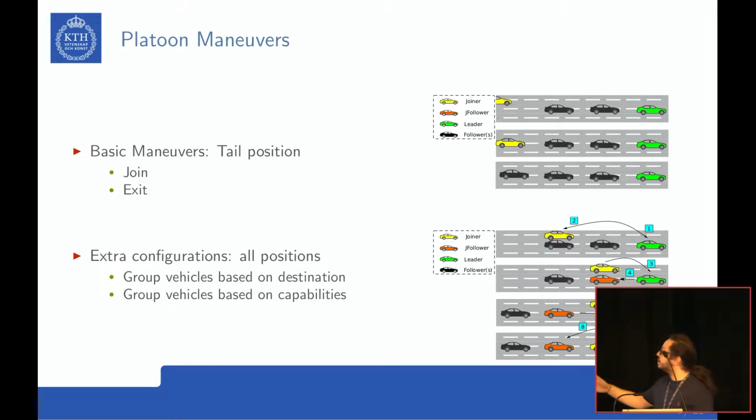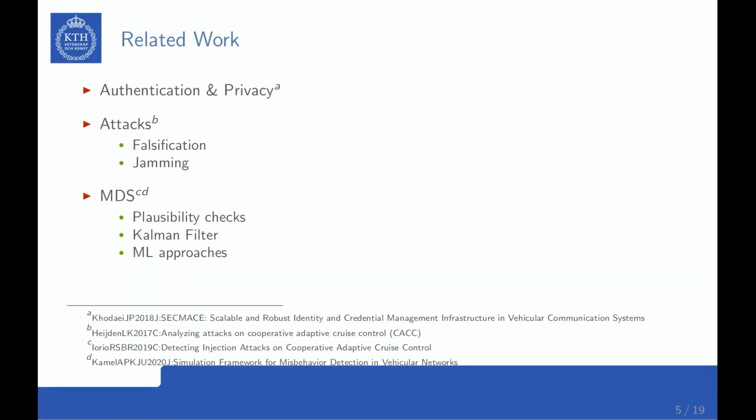Now, there are benefits to implementing maneuvers that allow all the positions of the platoon to be used. For example, we want to join in the middle of the platoon and not at the tail, because let's say we go to the same destination. This means that the vehicles can then exit together, increasing the road safety. The same applies for the engine capabilities or braking capabilities, so you can group vehicles together in order to improve the safety of the passengers.